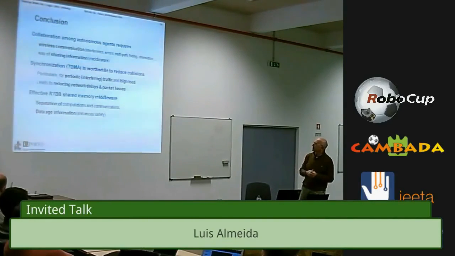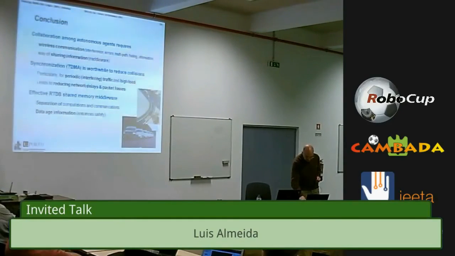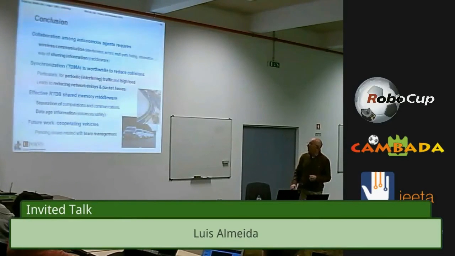So it creates the separation of computation and communications, and it provides data age information, which I think is interesting. What we are doing now is adding admission control, based on actual localization, to use this on vehicular networks. That's what we are trying to do now.